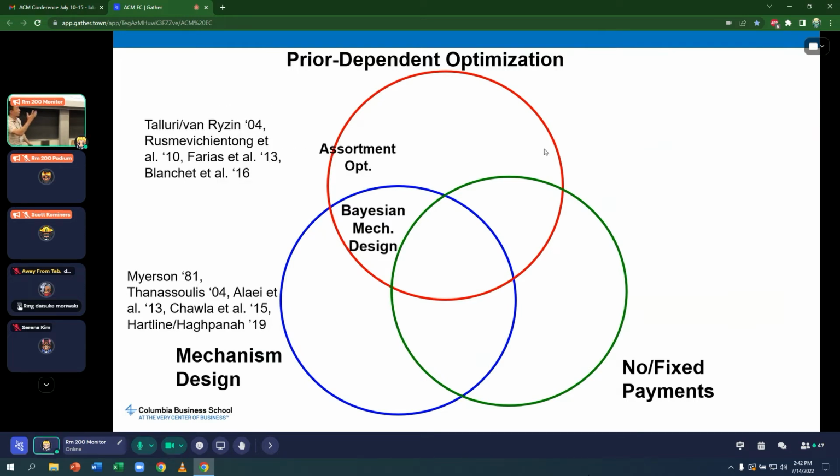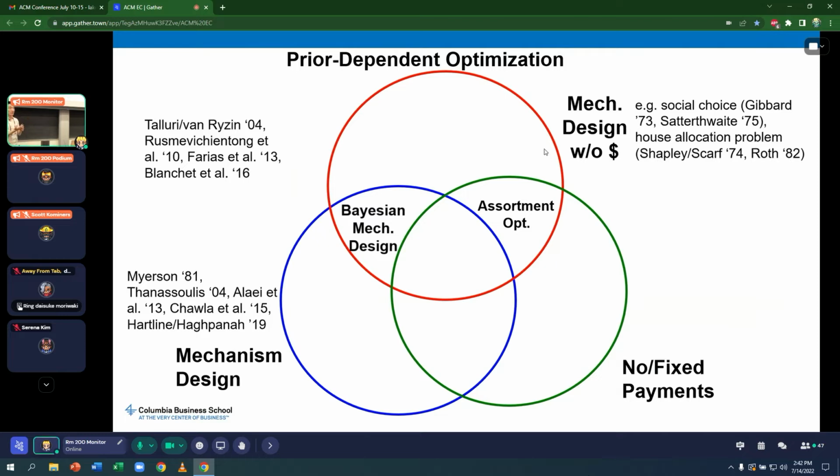Assortment optimization, we already went over. We're doing prior dependent optimization, and pricing is not a decision, but we're the first to consider the more general mechanism design formulation of assortments. And finally, I should also say there's this large area sometimes called mechanism design without money, which has studied designing allocations where people report ordinal preferences. Our main difference there is twofold.